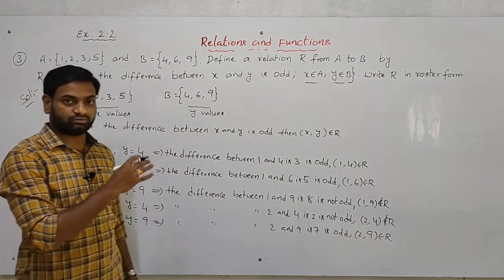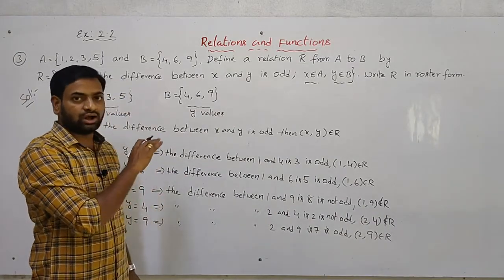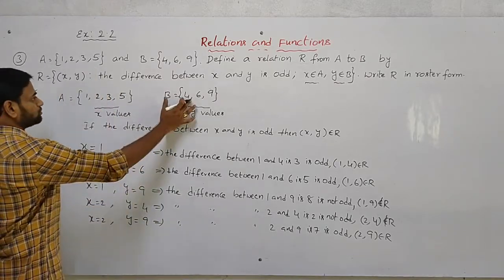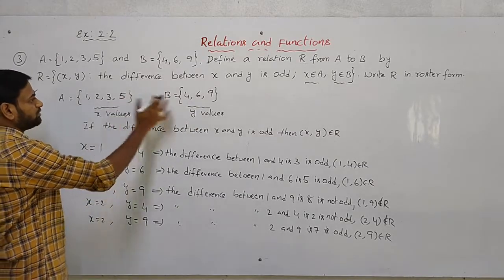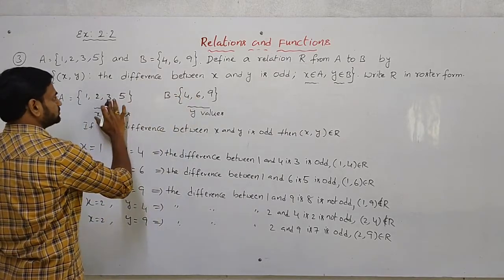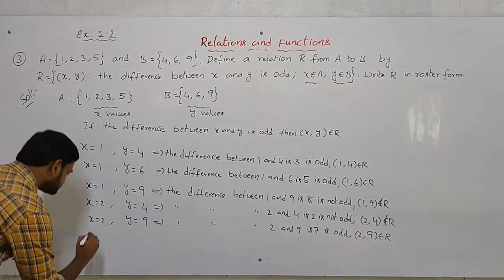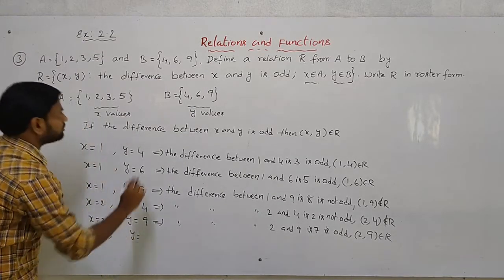Now I am taking only those which belong to R, those whose difference gives odd. I am not taking (2, 4) because the difference is 2, and (2, 6) also I am not taking. Now 2 is complete. Next 3, 4. The difference is 1. Yes, you can write x is 3, y value is 4.